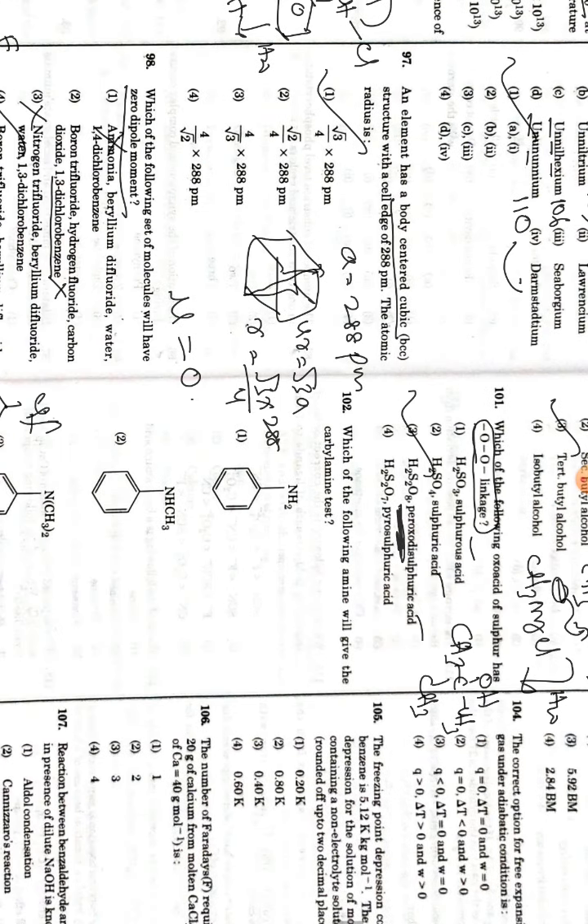And one of the named reactions, which one of the following amines will give the carbylamine test? You know primary amines. This is directly from NCERT, primary amines. On reaction with chloroform in presence of KOH, it gives a foul smelling compound, that is the isocyanide test, which is a detection technique for primary amines. Right.